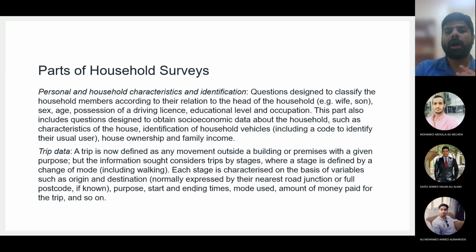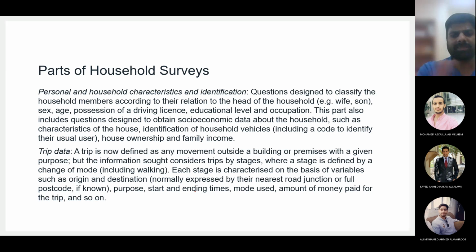There are two parts of the household survey: personal and household characteristics and identification, and trip data. Personal and household characteristics include mainly the relationship of the person with the head of the household. What is his or her relationship with the head of the household? Wife, son, father, brother. What is the gender, age? Do they have a driving license? What is their educational level? What is their occupation, income, and many other things.